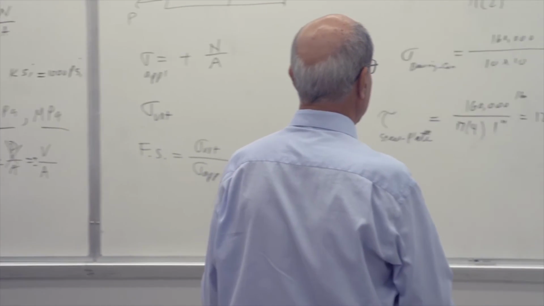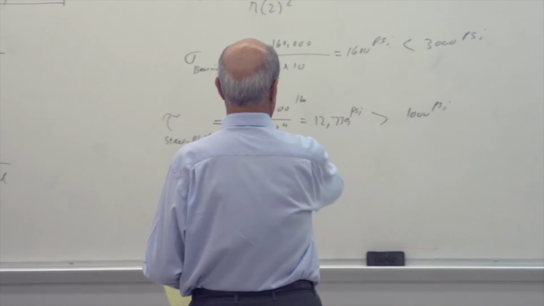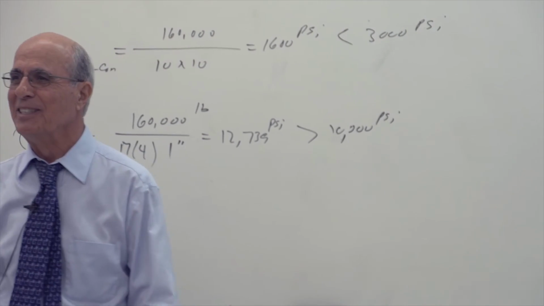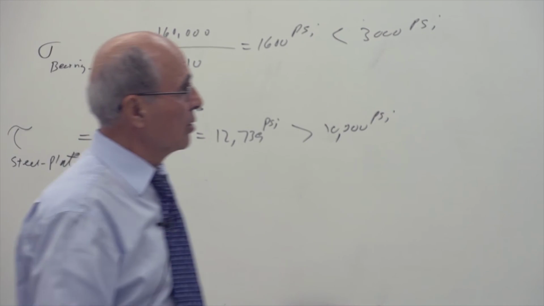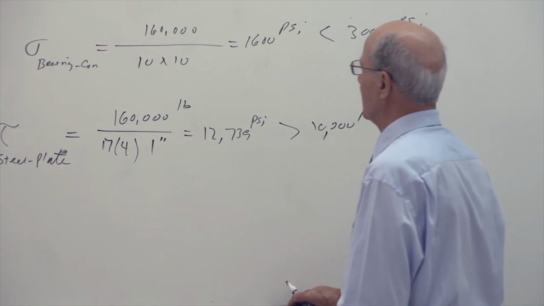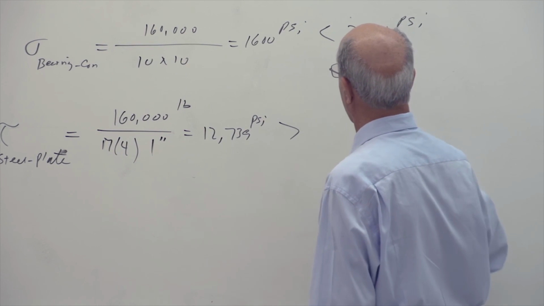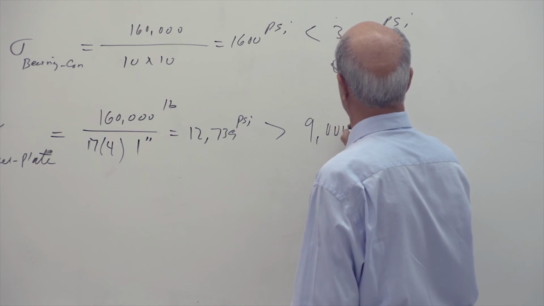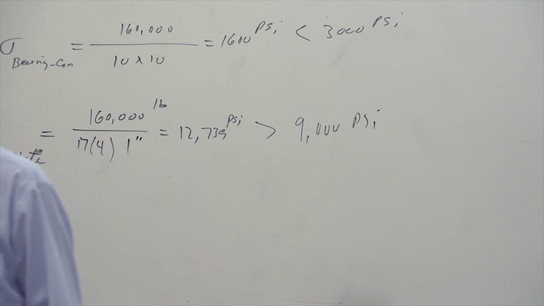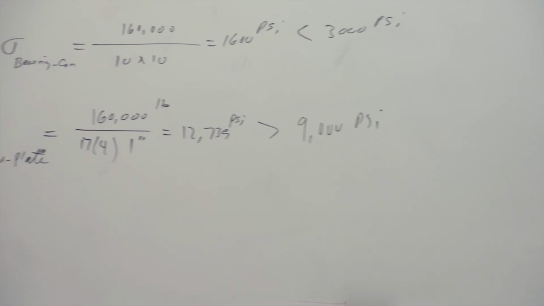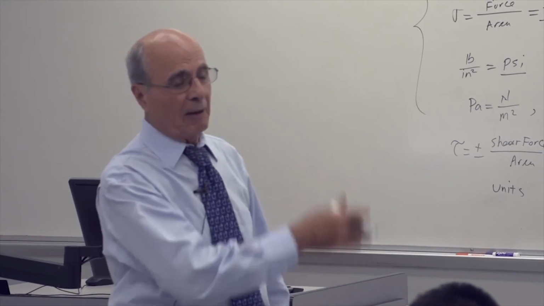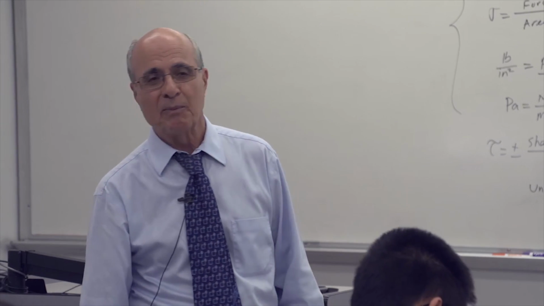Did I say 10,000? Yeah, this is 12,000. Anyhow, yes, it is still larger than 10,000. Wait, is that 10 or 9? 10,000. This is for this plate. You're right, 9,000. I should look at my notes. 9,000 psi was the tau limit for steel. That's right. I went up one notch because we have a punching in the concrete too.